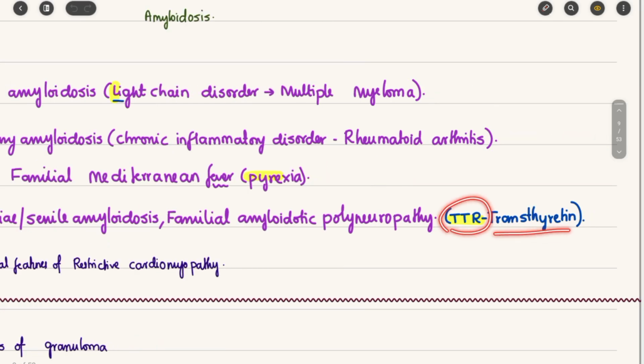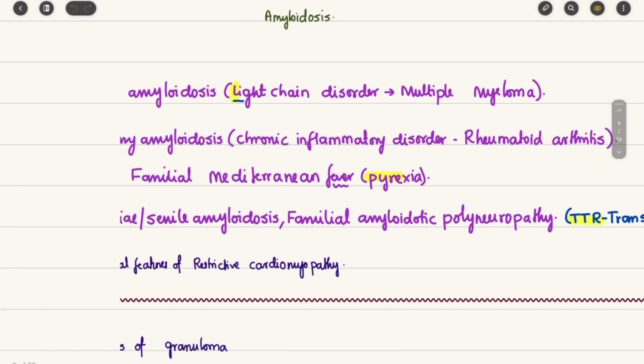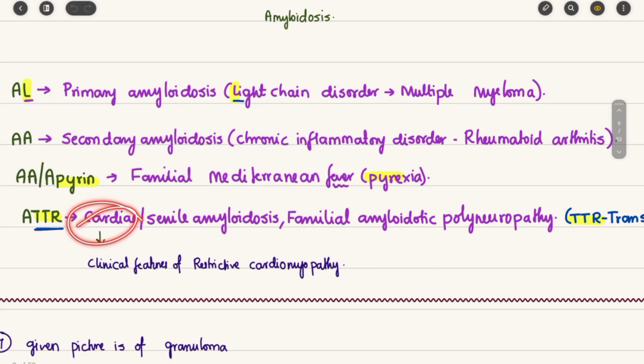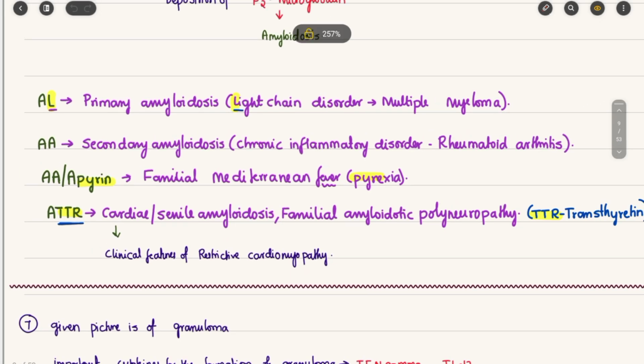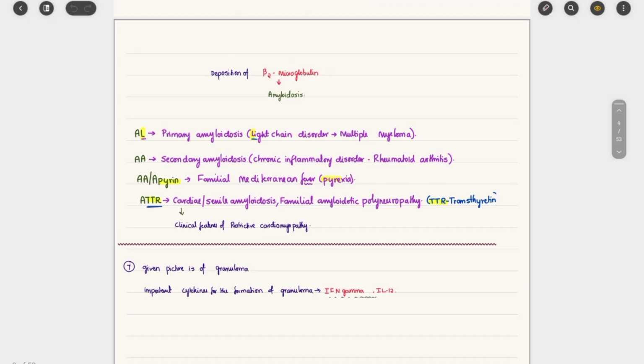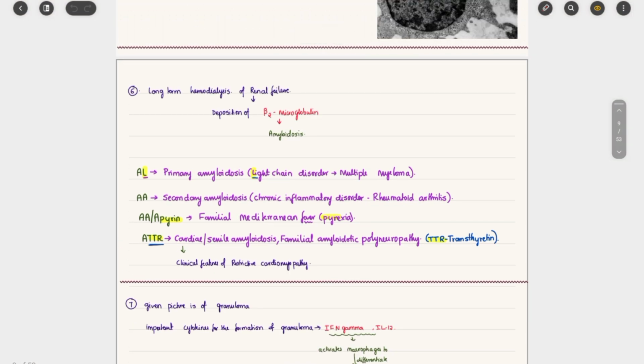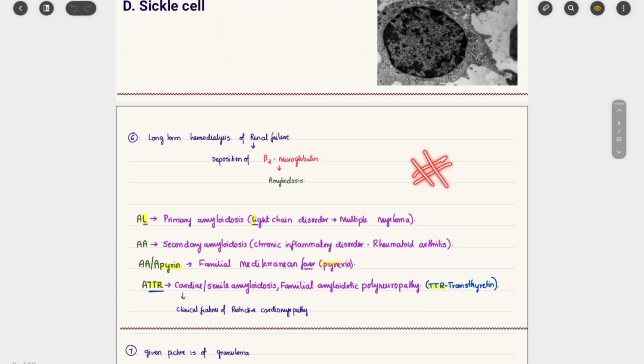TTR is nothing but transthyretin. Okay. In cardiac amyloidosis, they will give a history of restrictive cardiomyopathy, and which type of amyloidosis is seen, then you have to mark ATTR. Okay. This other amyloidosis we will teach in 20th notebook.